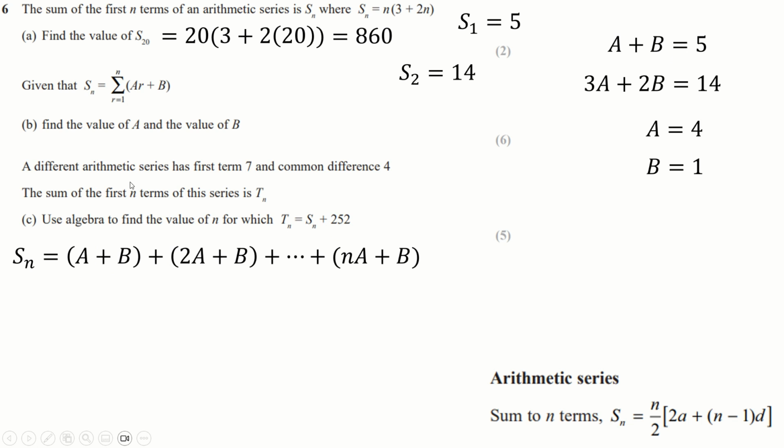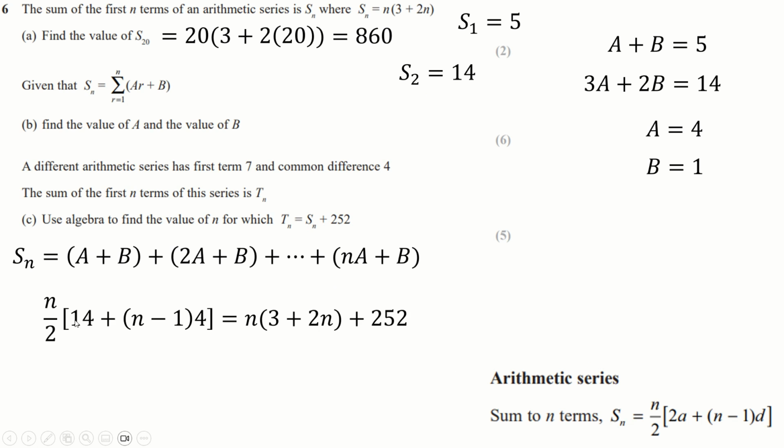Anyway, a different arithmetic series has first term 7 and common difference 4. So we can now use this. So the sum of the first n terms of that is n over 2 into 2 times 7 plus n minus 1 times 4. And that's equal to the sum of the first n terms of s, which is given by this. I could use this formula again, but it would be more difficult. So I'll use the formula they've given me up here for that, plus 252.